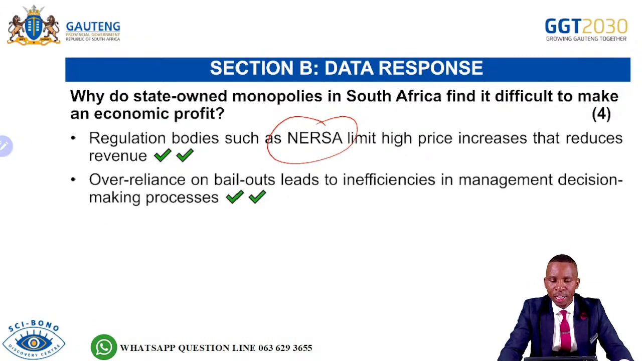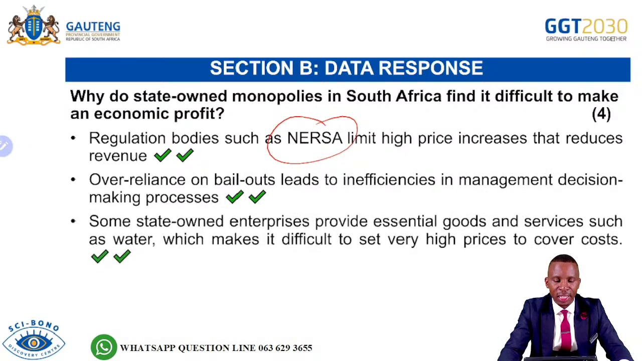Over-reliance on bailouts leads to inefficiencies in management decision-making processes. Some state-owned enterprises provide essential goods and services such as water, which makes it difficult to set a very high price to cover the cost. Remember, water is very important for social welfare. If water is not provided because it is overcharged, that will put people's health in danger. So it is provided at the lowest possible cost in South Africa, which makes the companies responsible for supplying water make no profit, because they take care of social welfare.